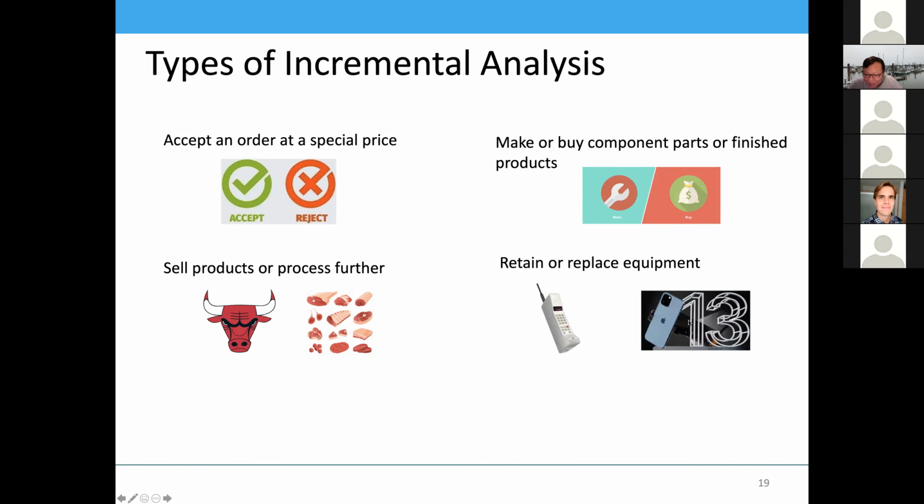For those students who are maybe under 20, you probably never knew this. Okay, so this is the new phone, right? The iPhone 13. So do you want to retain your old phone or replace it with a new phone? That's an important decision. Do you want to retain your old equipment or replace it with new equipment?